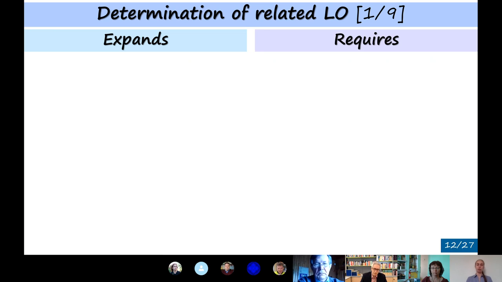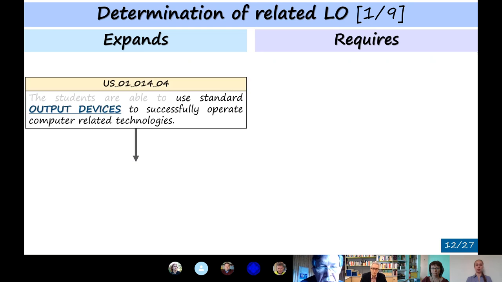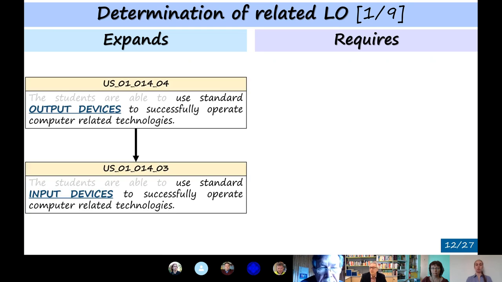As I was saying earlier, there are two types of relations, expands and requires. Let's take a look at an example. The students are able to use standard output devices to successfully operate computer-related technologies. Expands: the students are able to use standard input devices to successfully operate computer-related technologies. As you can see, these competencies are very close, almost similar. This is an example of the type expands.